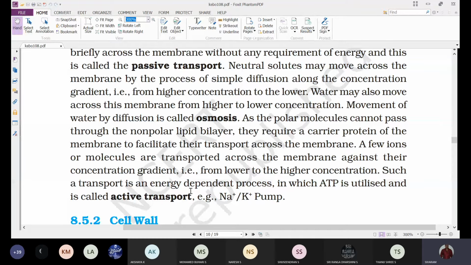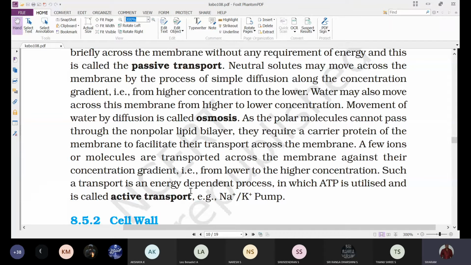That means this is also a type of diffusion from higher concentration to lower concentration, but the molecules are not transported on their own. Some molecules can pass without the requirement of a protein molecule, but some molecules require a protein molecule, though still by a process of diffusion only. Because it is with the help of a protein molecule, we call it facilitated diffusion.